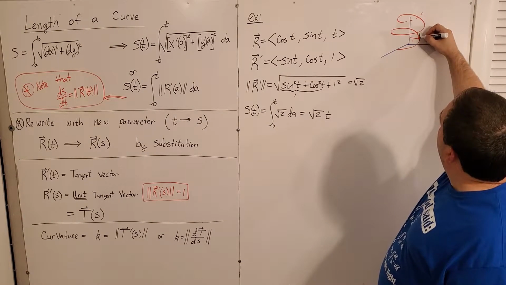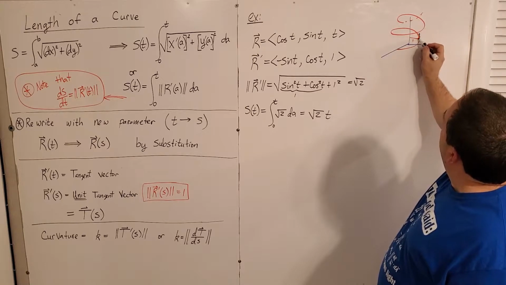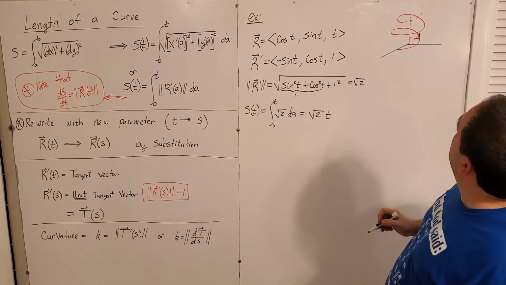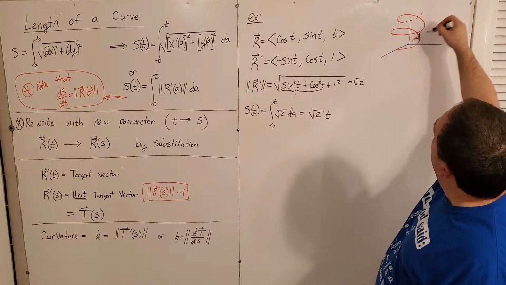So I've got my velocity vector here, right? Got my normal vector pointing inward there. And it's just wrapping around and around like that.